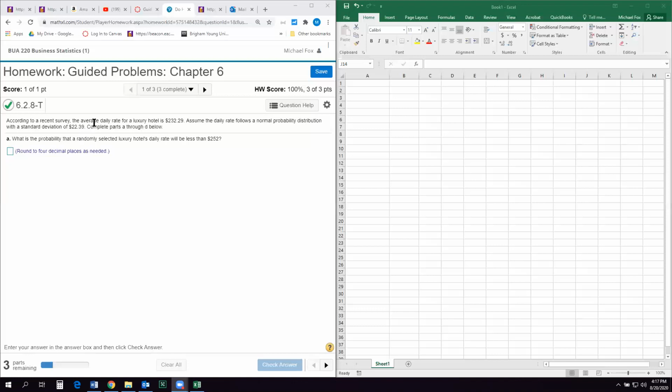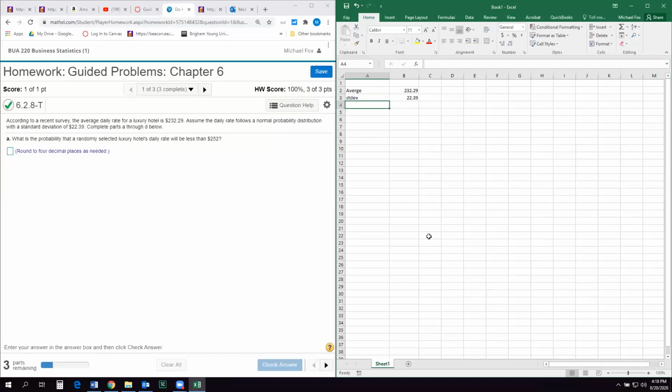So this first one is, according to a recent survey, the average daily rate for a luxury hotel is $232.29. Assume the daily rate follows a normal probability distribution with a standard deviation of 22.39. Okay, so by now you've probably seen a pattern. What I try to do is start with what I know. So I'll say the average, or sometimes they would call this the X bar, is 232.29. That's our average. And we know our standard deviation is 22.39.